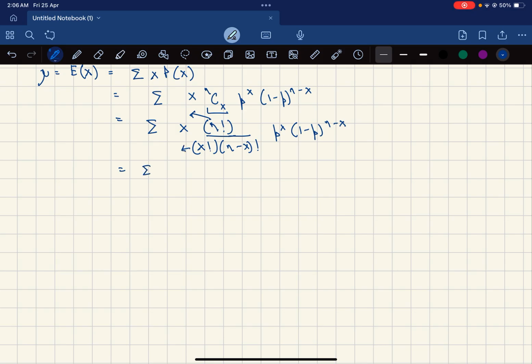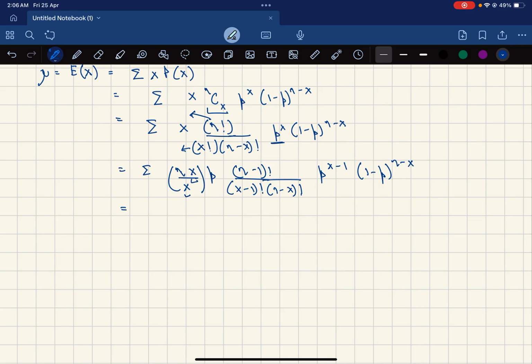So we get summation of nx upon x, and we are left with n minus 1 factorial divided by x minus 1 factorial and n minus x factorial. We also take one p out from this particular term, so we put it here, and we can write this as p to the power x minus 1, 1 minus p to the power n minus x. Now we just cancel out the x and x here.